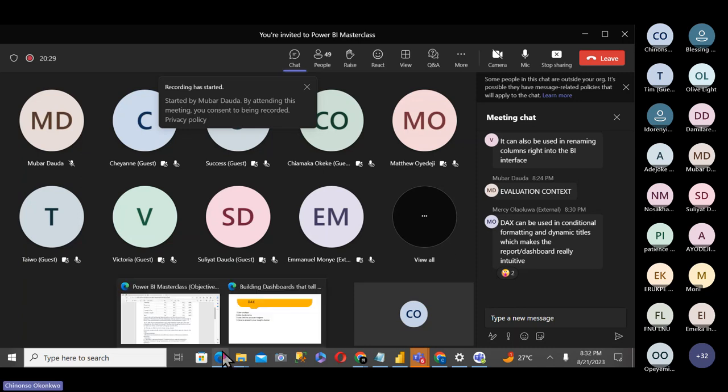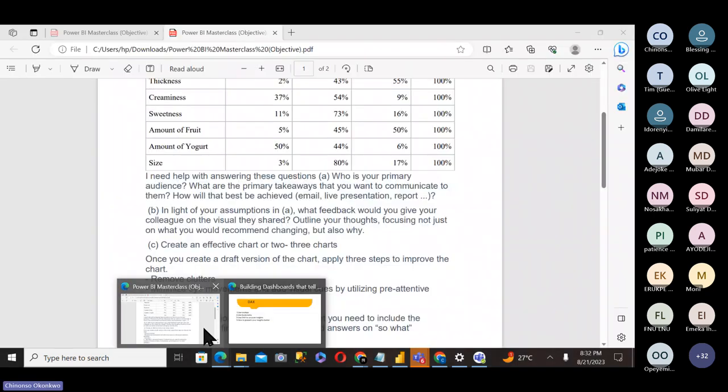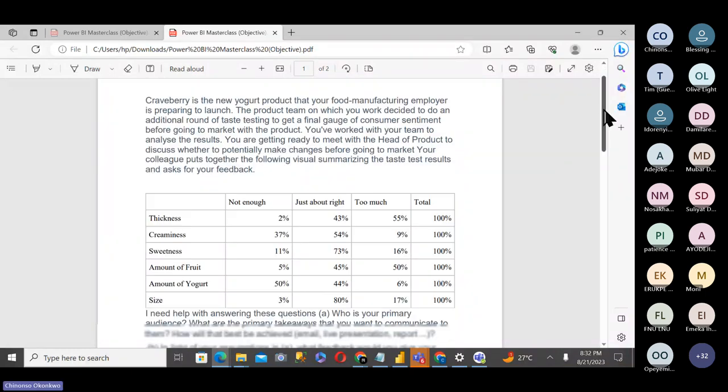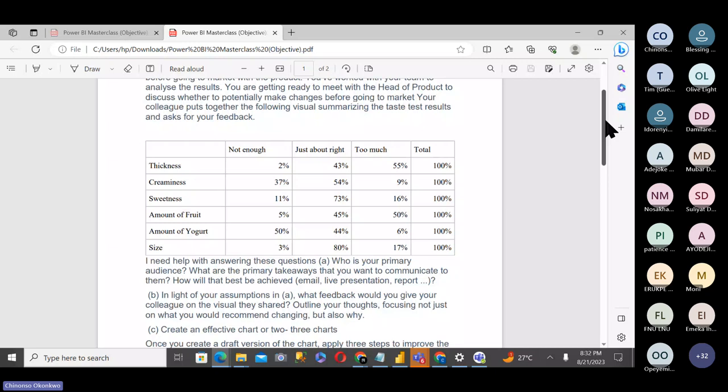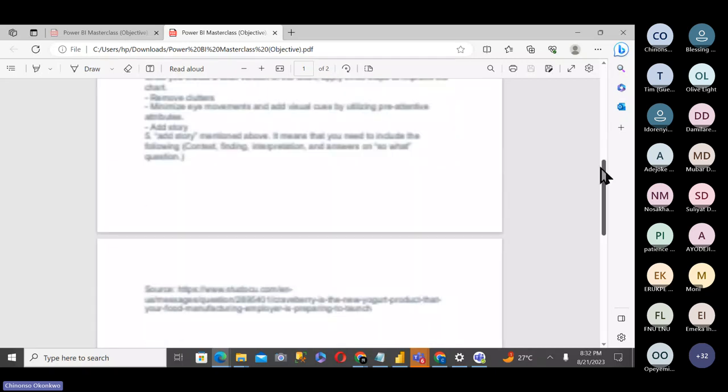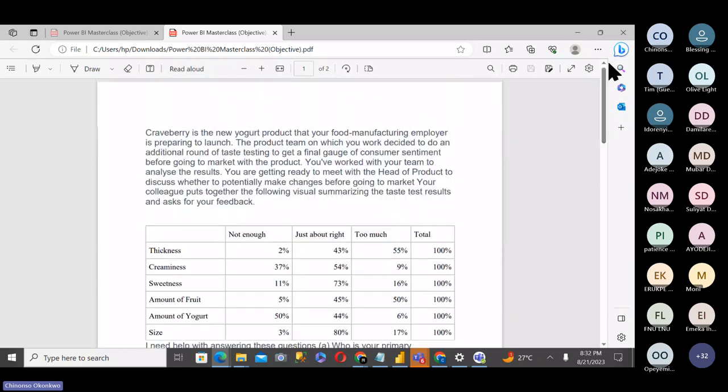Okay, let's go. So I have two plans actually, but let's see what we can do today first. I want to work with this, and I want to work with another data set as well. This is just a simple data set. I want to show you what you can do with it, so let's go through this really quick.